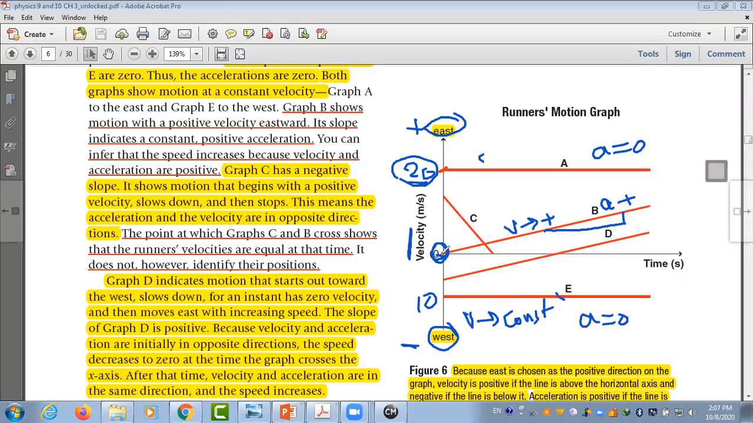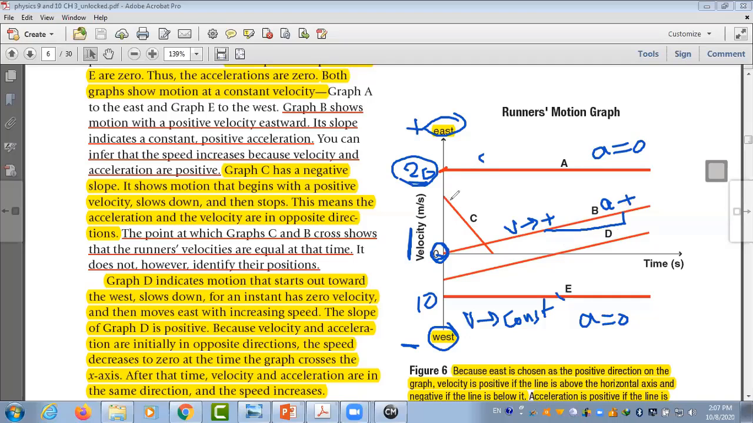Pay attention for this. From 0 to east, if we have a car and this car is moving with a velocity, it is moving in the positive region, right? So the velocity is positive. If we calculate the acceleration from the slope, you find the acceleration is positive also. So this object is moving with increasing velocity. We have here a constant acceleration, and the acceleration is positive like the velocity.